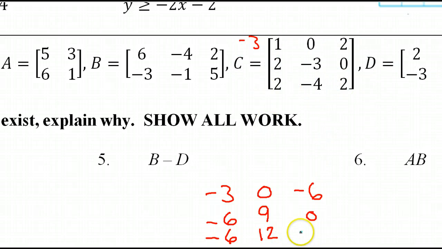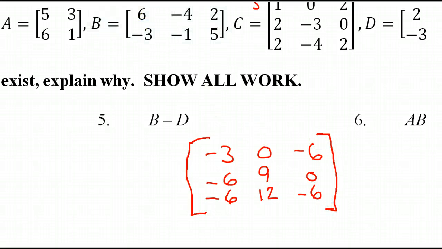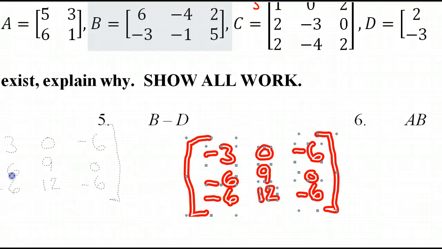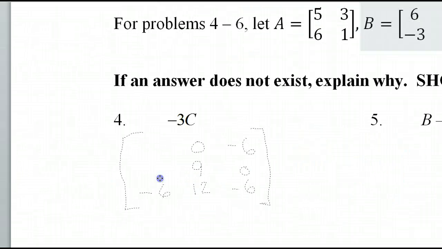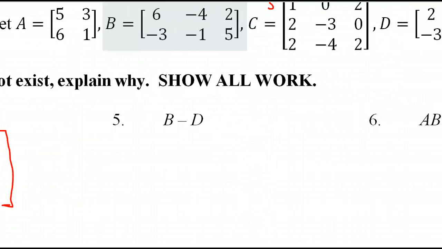There's a lot of 2's in there. Okay, I just multiplied everything by -3. So this should be the matrix that you get when you multiply that stuff. Okay, let me see if I can get it over here where it belongs. All right, so that is your answer to number 4. Okay, what about number 5?